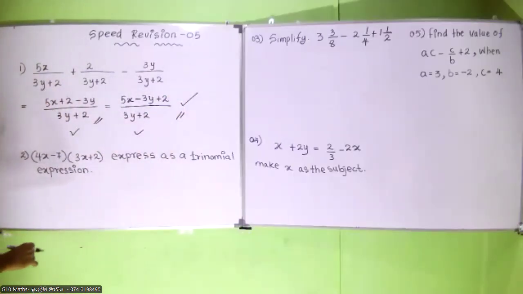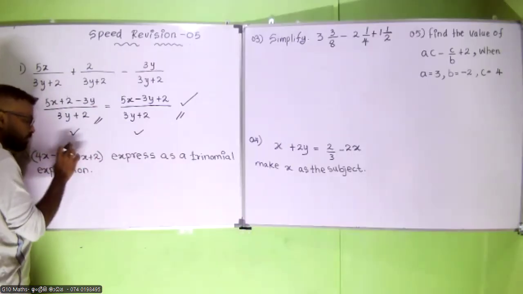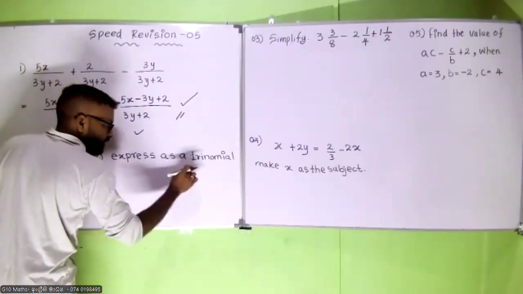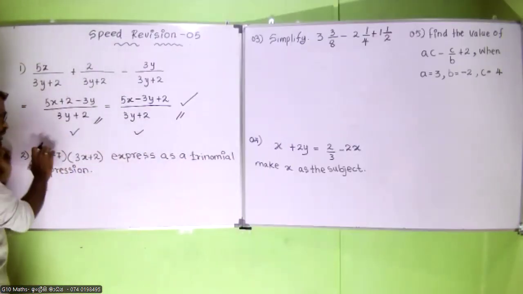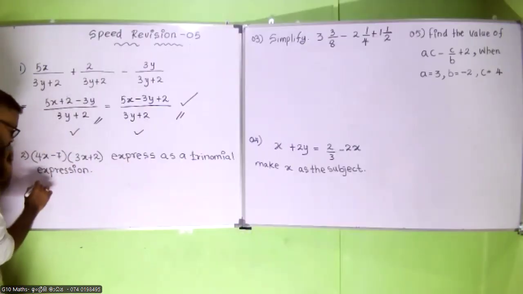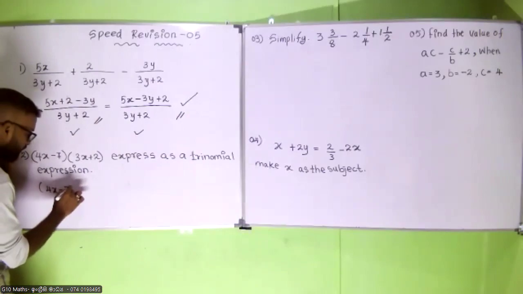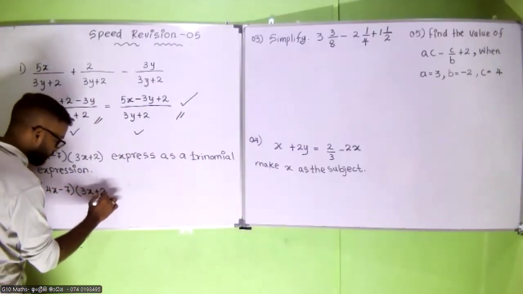Here you have two brackets, two expressions to solve and find the answer as a trinomial expression. So basically you need to remove brackets. That's what they are telling. So I will write this: 4x minus 7, 3x plus 2.